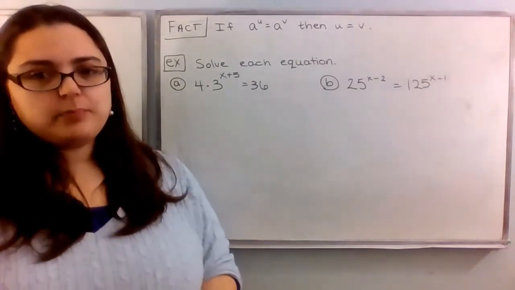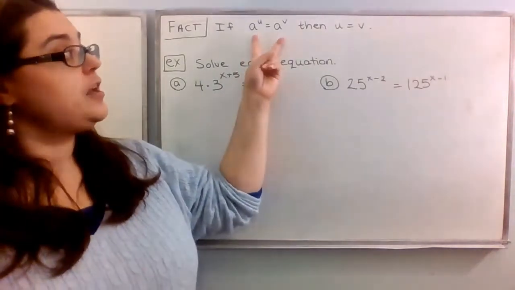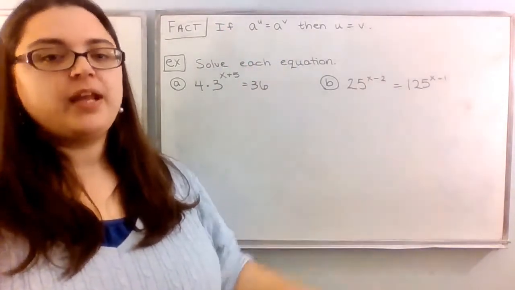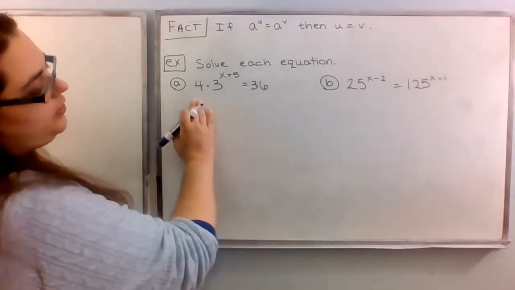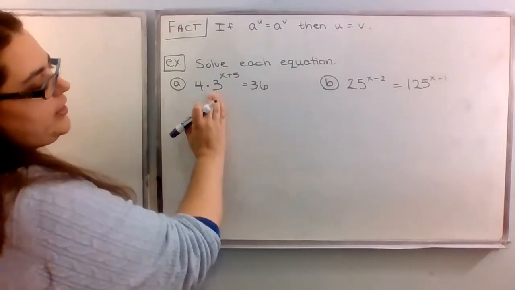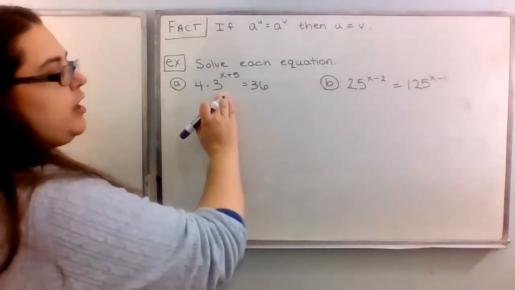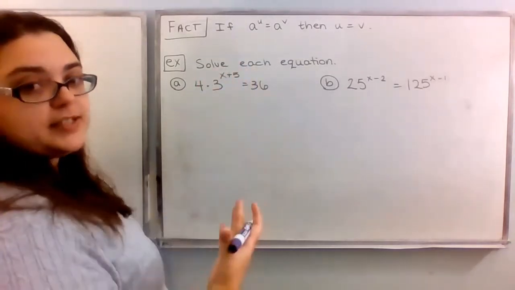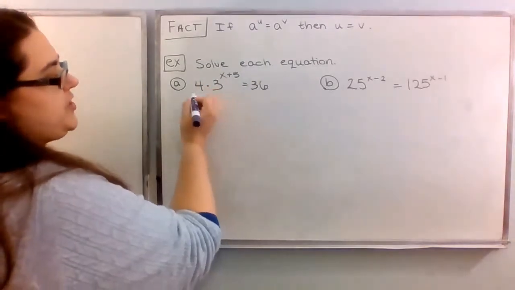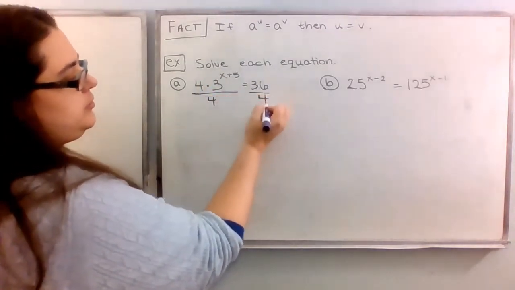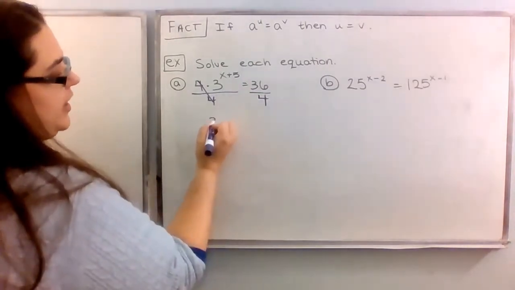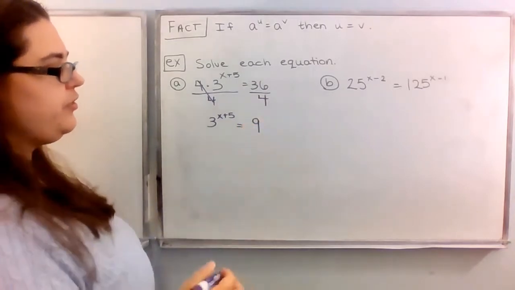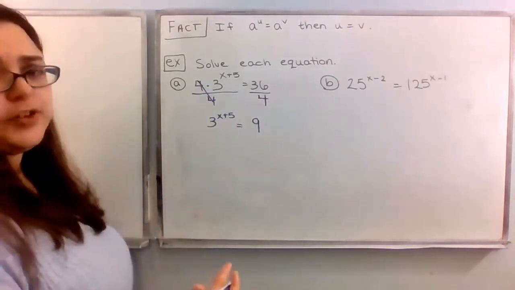Our goal in these examples is to get something that has a base to a power equal to the same base to a power. For this problem, I notice that I'm multiplying by 4, and then I have my exponential expression. So I want to isolate that exponential expression, just like we would ordinarily isolate a variable. I'm going to divide both sides by 4 to accomplish that. This will give me 3 to the x plus 5 power is equal to 9, since 36 over 4 is 9. So that's our first move.